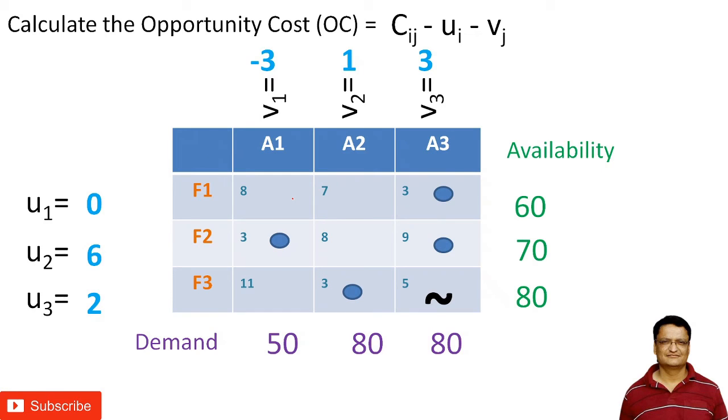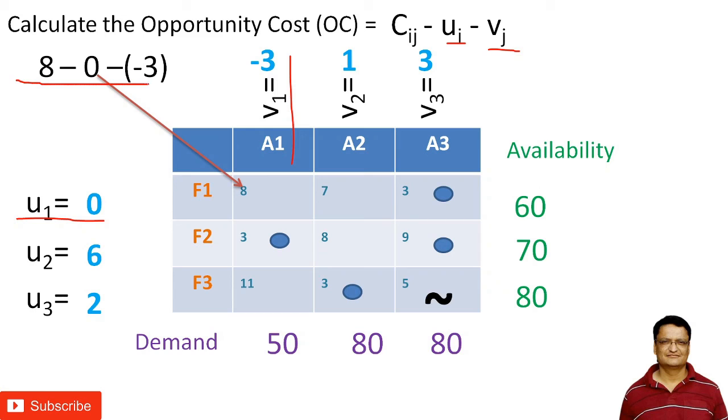So let us calculate the opportunity cost for the first empty cell. Now here, what is the value of Cij? Cij is 8, right? And i is the row, that is the first row, and j is the first column. So the corresponding value of Cij is 8, minus ui, so u1 is 0, minus vj, so v1 is minus 3. So 8 minus 0 minus minus 3 will give me the value of 11.